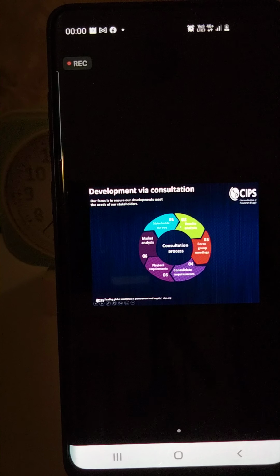And we're analysing those results, and we will be undertaking focus group meetings with study centres from all over the world to understand what their requirements are, where their challenges are, so that we can then consolidate those requirements and then do something that's really important, which is play back those requirements to all of the study centres across the world to make sure that we've understood what the study centres have told us is important.